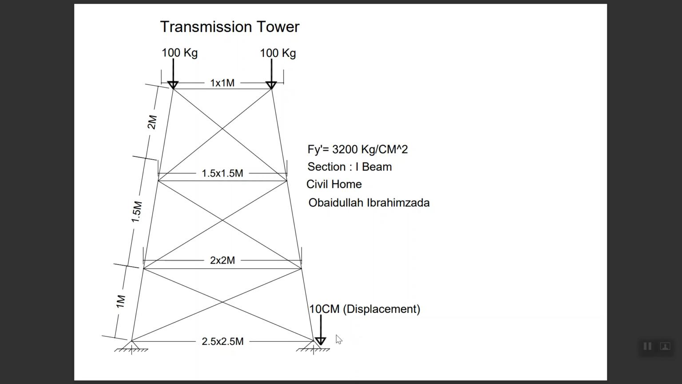Displacement, what does it mean? It means that a load that caused 10 centimeter displacement acts there. We don't know the amount of the load that caused the 10 centimeter displacement, but we know the result of the load, which is 10 centimeter displacement. Then the minimum yield strength of the steel is 3200 kg per centimeter square. The section we should design is an I-beam section. So let's start.